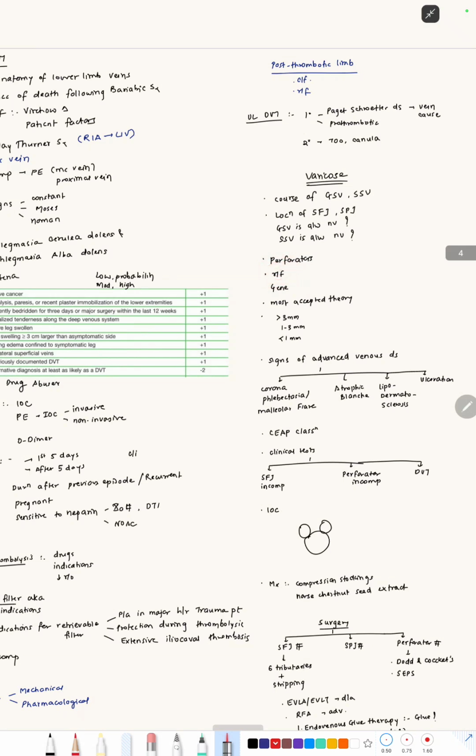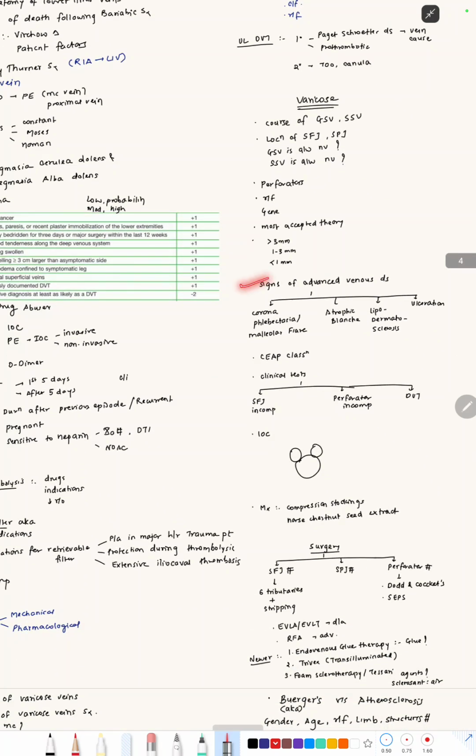Then what are the risk factors for varicose veins? Long-standing posture. Generally, it is precipitated at the end of the day. It also has a familial preponderance. The gene that is involved is the FOXC2 gene. Now, the most accepted theory is the ambulatory venous hypertension theory. If it is more than 3 millimeters in size, then that is a varicose vein. 1 to 3 millimeters is called a reticular vein, and less than 1 millimeter is called thread veins or dermal flares.